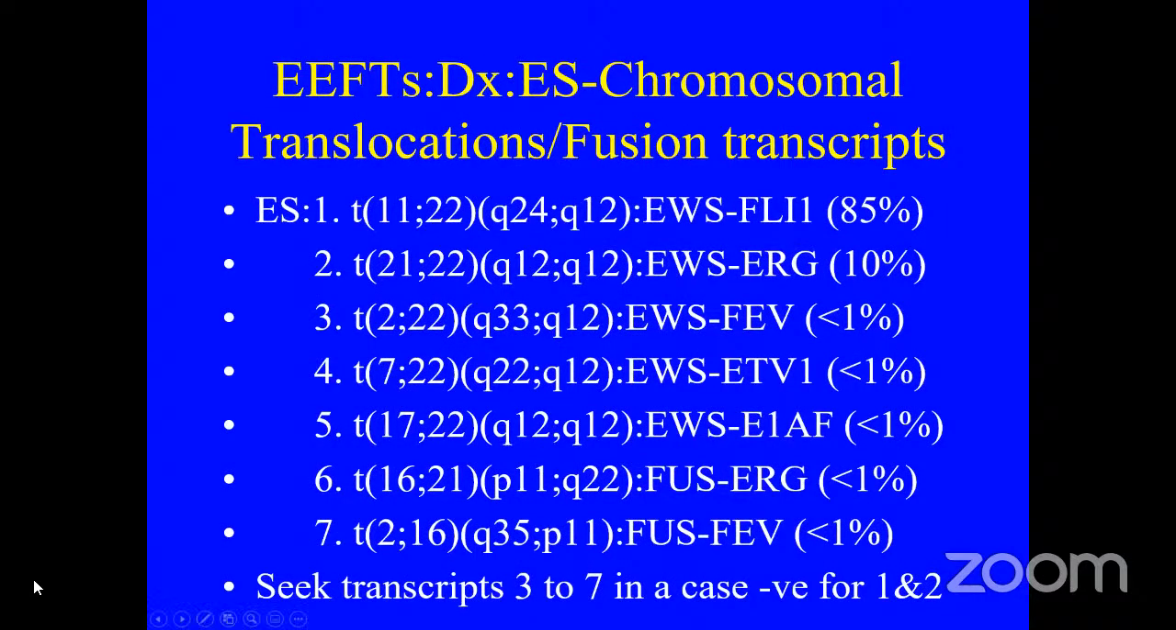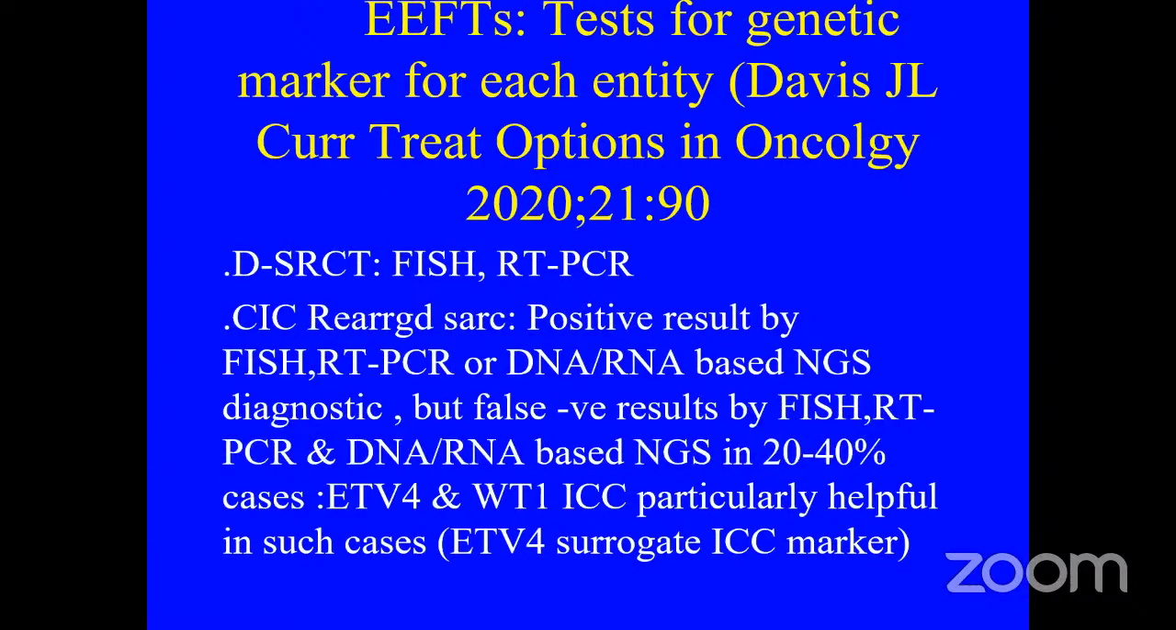So these are the rare variants of Ewing sarcoma in which you have to demonstrate by next generation sequencing rather than by the usual FISH or RT-PCR. For desmoplastic small round cell tumors, you need to do FISH. If this doesn't work or is not available, you can do RT-PCR. For ICC rearranged sarcomas, the positive result can be obtained by FISH, RT-PCR, or DNA-RNA based next generation sequencing.